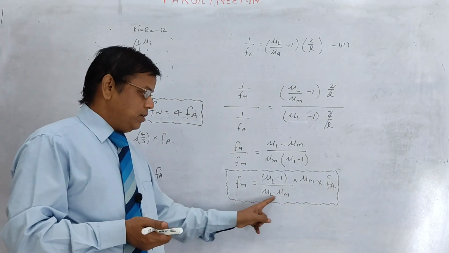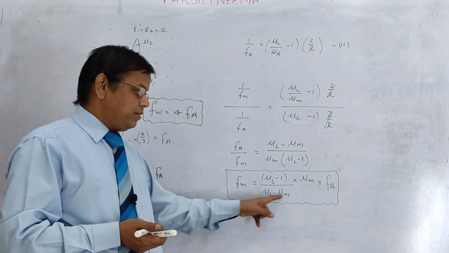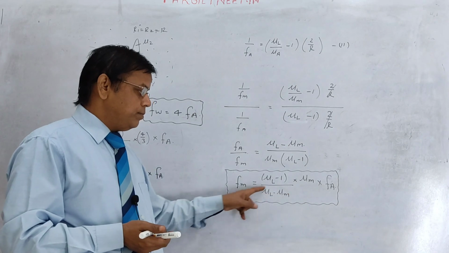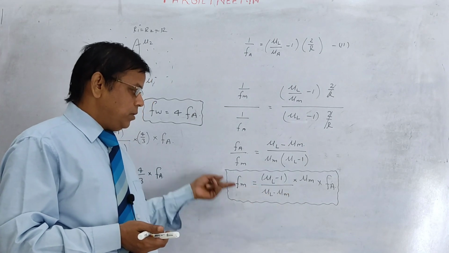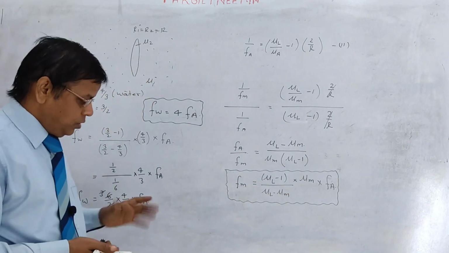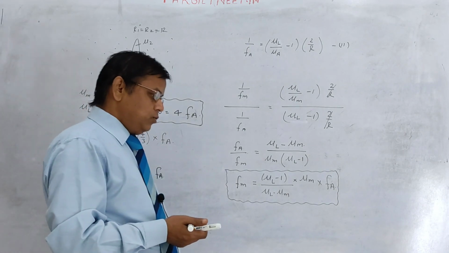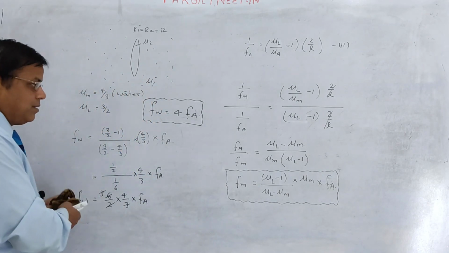If these two has same refractive index, this becomes 0, this becomes 0, means this becomes infinite, so it will not bend light. So light will not be bended by this kind of lens.